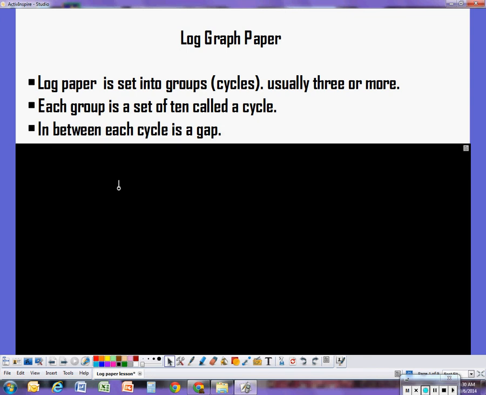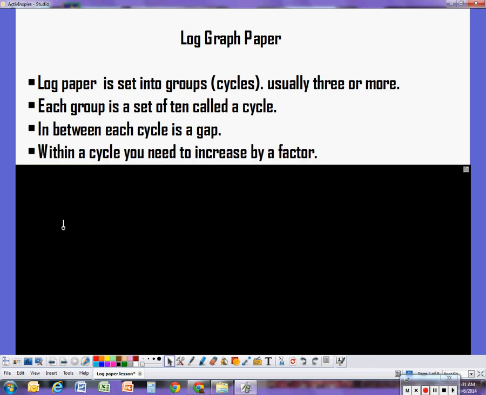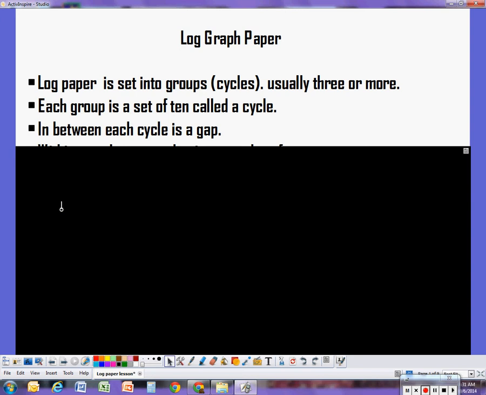Alright, in between each cycle is a huge gap. Kind of like how in math they do the railroad track gap. In population and money data, we just represent the graph with the log paper. So when you see those big gaps in between the cycles, that's when it jumps numbers. Give you time to write that down.